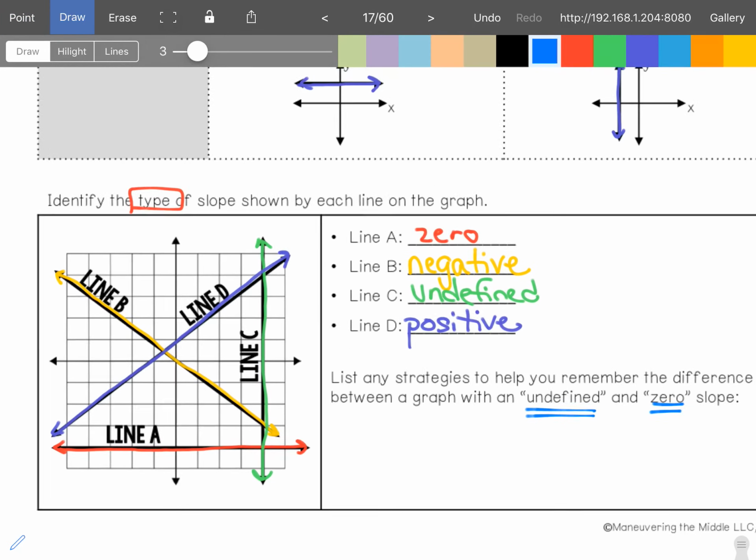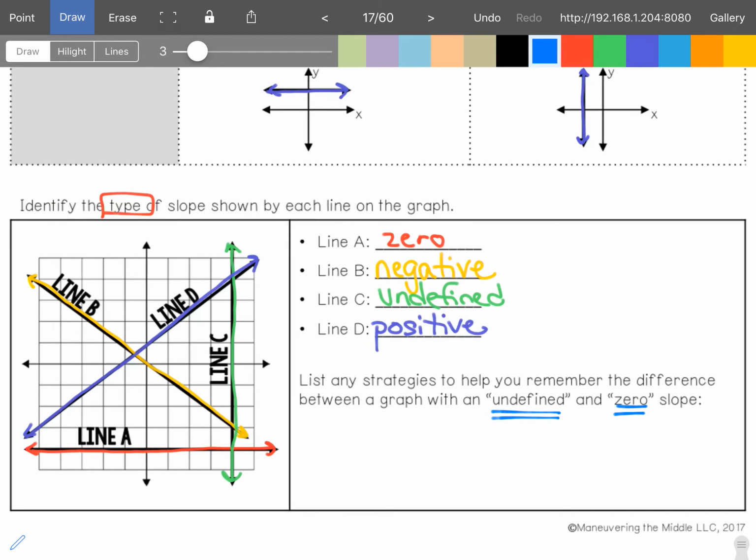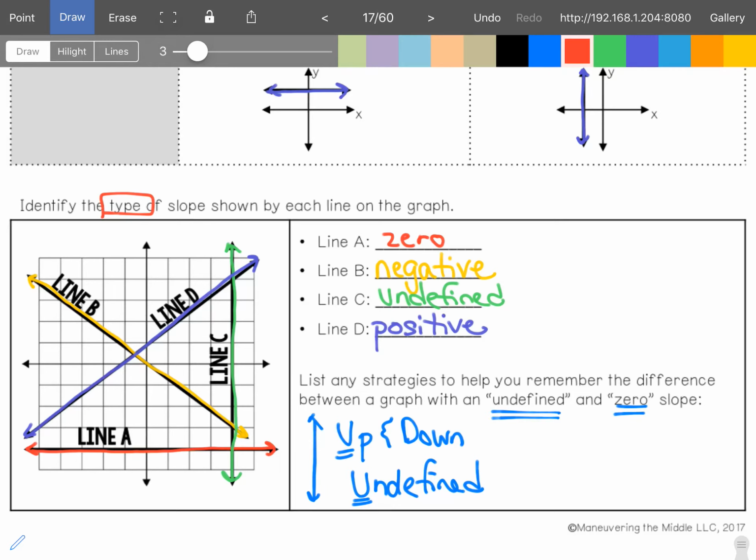However, another option is that you can think of the line that is vertical as the line that goes up and down, and therefore that is undefined. So that might help. Up with a U, undefined with a U, up and down, okay? And the other option would be for the horizontal, the Z is special there, horizontal line has a 0 slope. They both have Z's in it. So hopefully that will be something that's helpful.